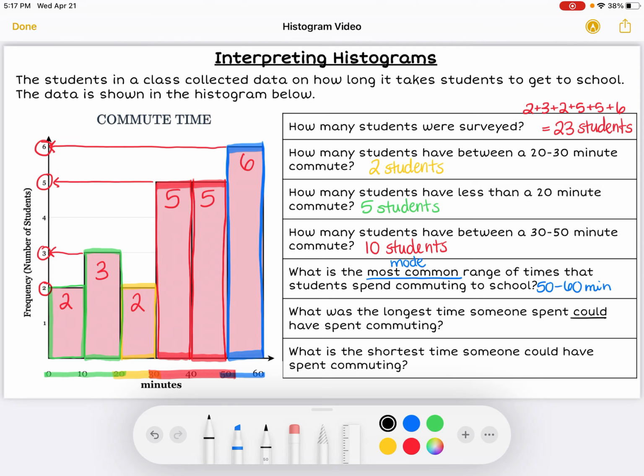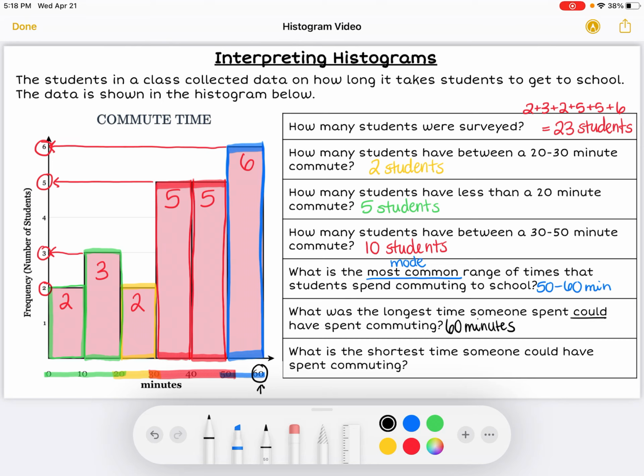So for the longest time, that's going to be the biggest number where we see data. The biggest number where I see a bar is 60. So 60 minutes is the longest time someone could have spent commuting. We don't know for sure if someone has a 60-minute commute. We just know that's the longest someone could have spent commuting, because that's the farthest right where we see a bar.